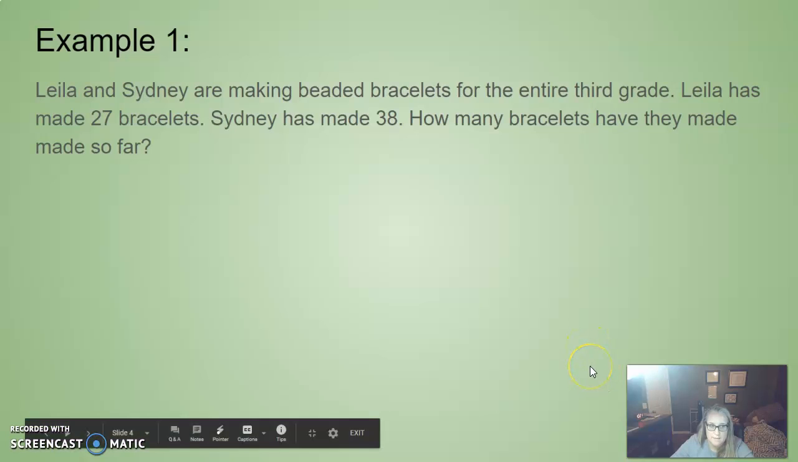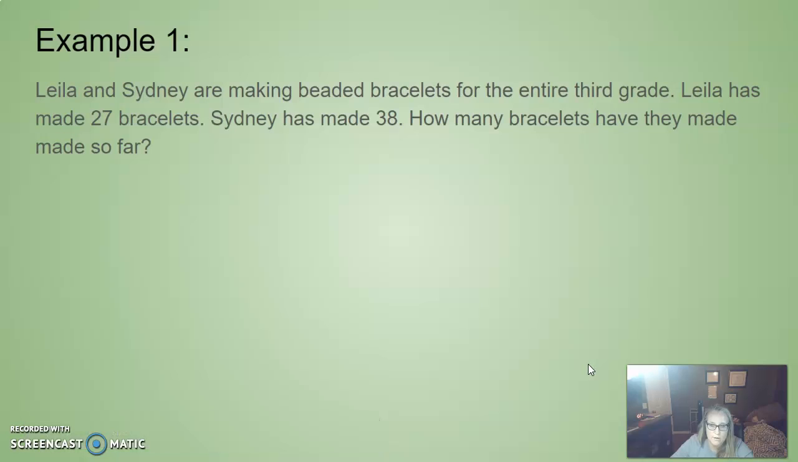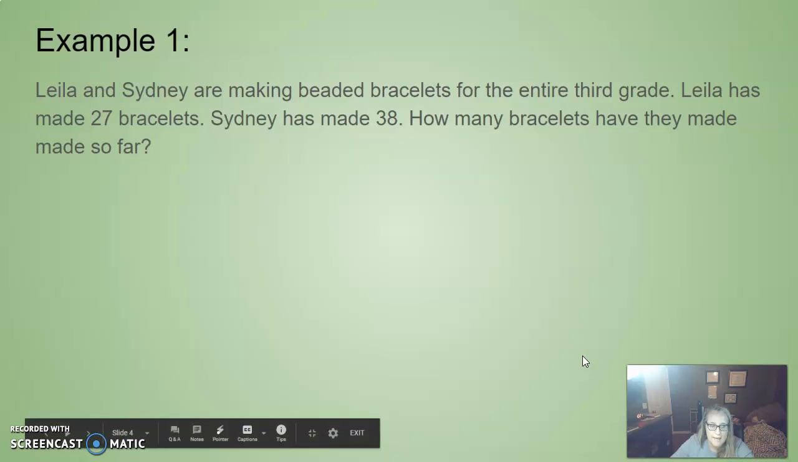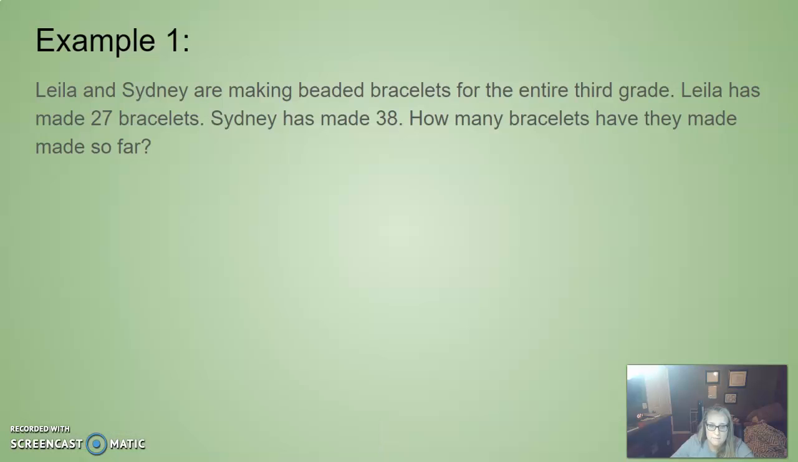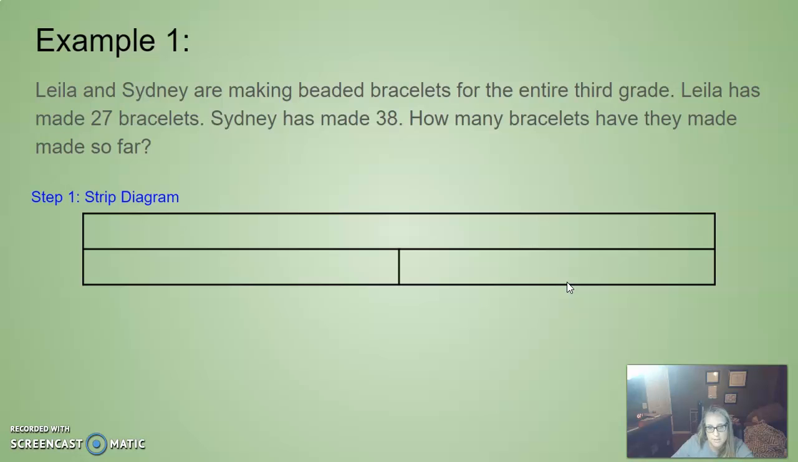Here's what it says. Leela and Sydney are making beaded bracelets for the entire third grade. Leela has made 27 bracelets. Sydney has made 38. How many bracelets have they made so far? So the first thing we're going to do is make our strip diagram. So let's look at this problem again. They're making beaded bracelets for the entire third grade. Leela has 27 bracelets. Sydney has 38. And we are trying to figure out how many bracelets they have made so far.